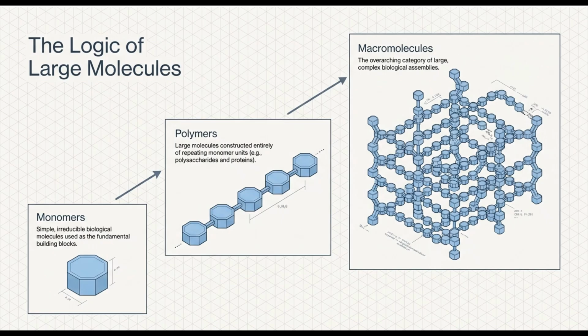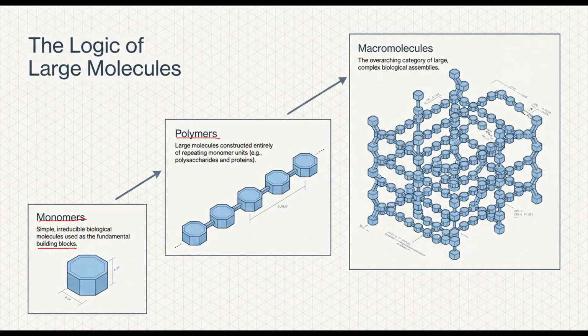To understand biological molecules, we first need to understand three important terms: monomers, polymers, and macromolecules. Let's start with monomers. So basically, what are monomers? They are simple, irreducible biological molecules used as the fundamental building blocks. So basically, they are small, simple molecules that act as building blocks.